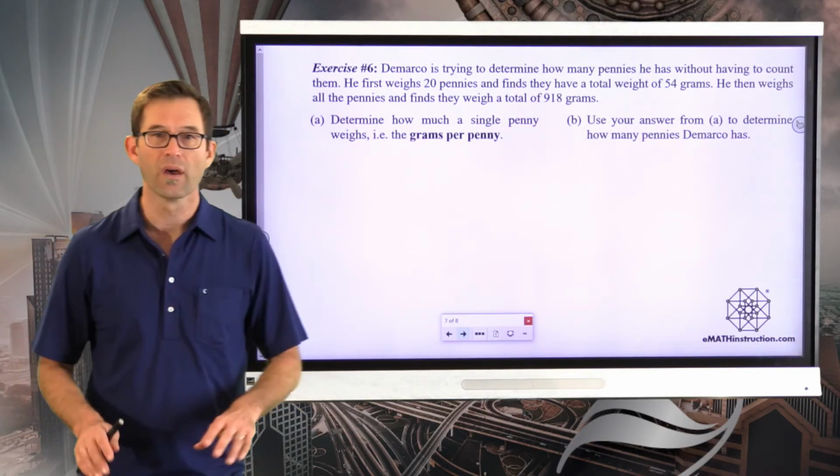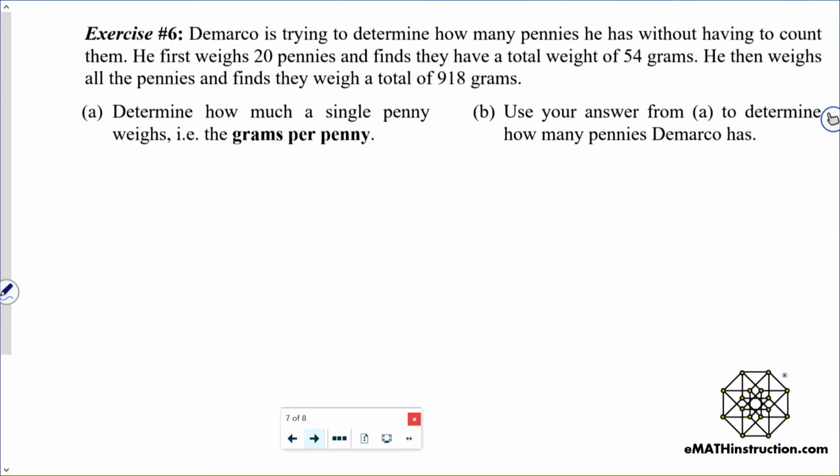Last set of problems, here we go. Exercise number 6, an applied problem. DeMarco is trying to determine how many pennies he has without having to count them. He first weighs out 20 pennies and finds they have a total weight of 54 grams. He then weighs out all the pennies and finds they have a total weight of 918 grams.